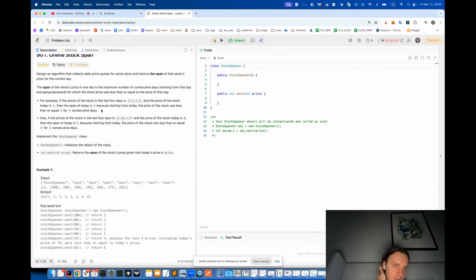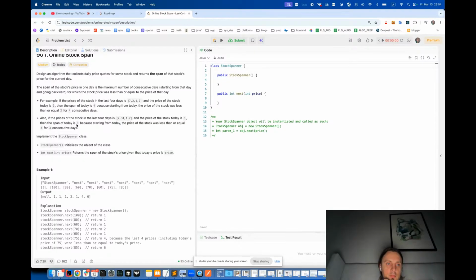Also, if the prices of the stock in the last 4 days are 7, 3, 4, 1, 2 and the price of stock today is 8, then the span of today is 3, because starting from today, the price of the stock was less than or equal to 8 for 3 consecutive days. Okay.